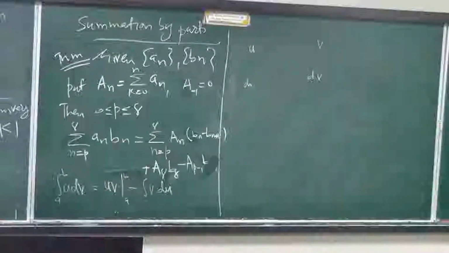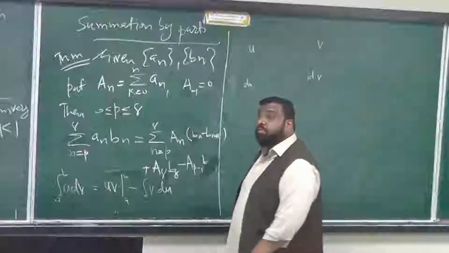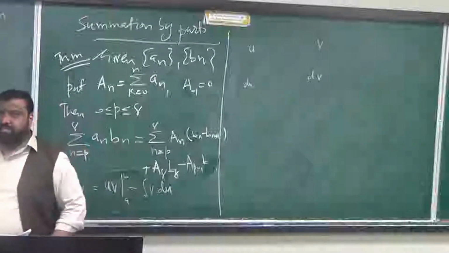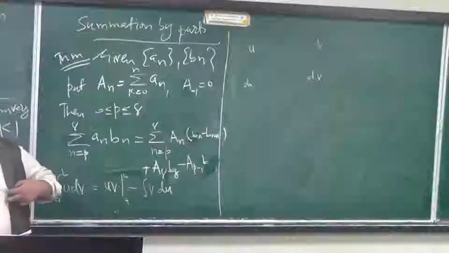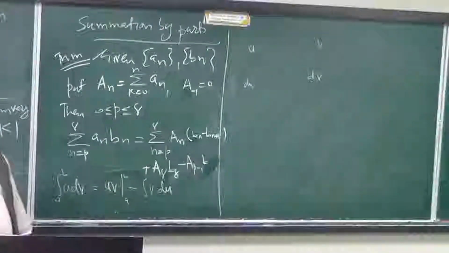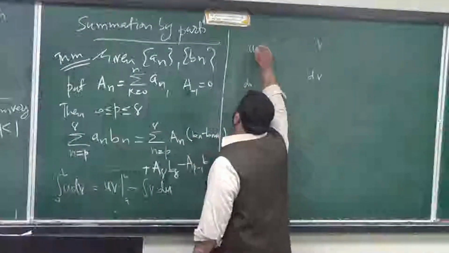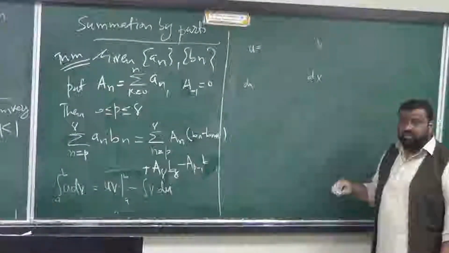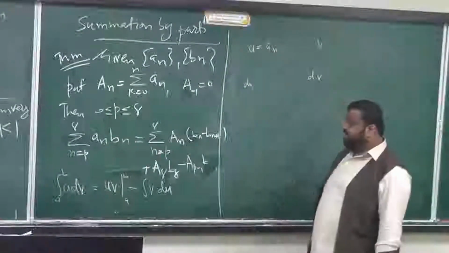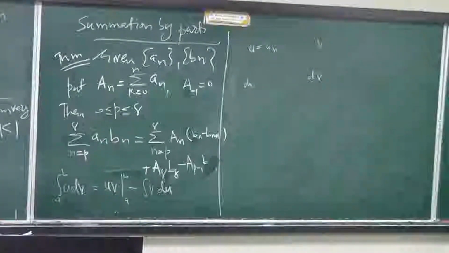So here's a sequence. U sequence will be A. Which A, bigger capital N or smaller n? Small n. Okay, let's take U to be smaller a n. So what should be the V then? DV, or first DV then V.